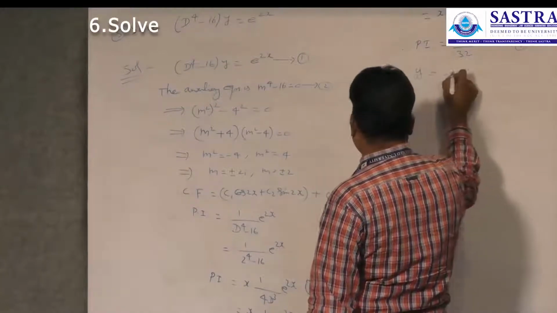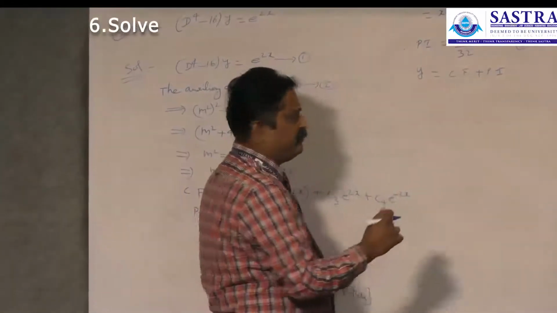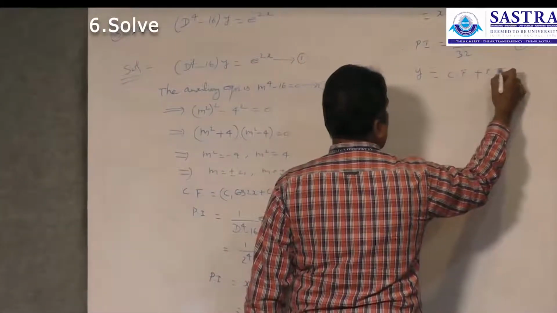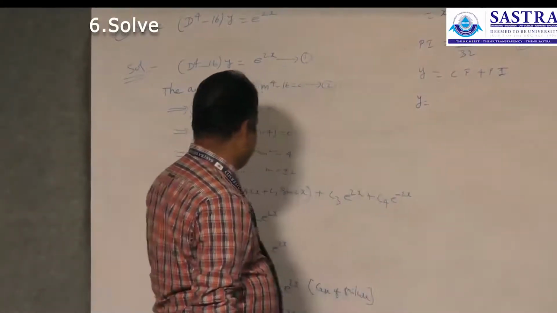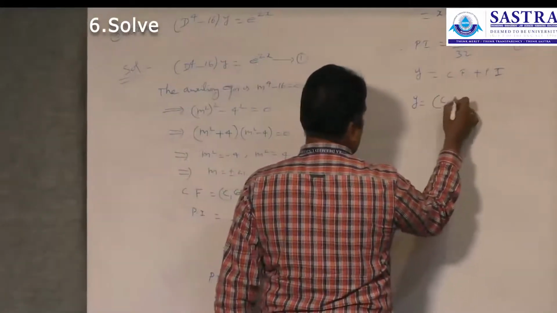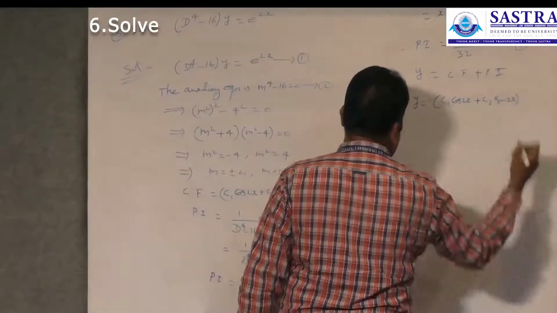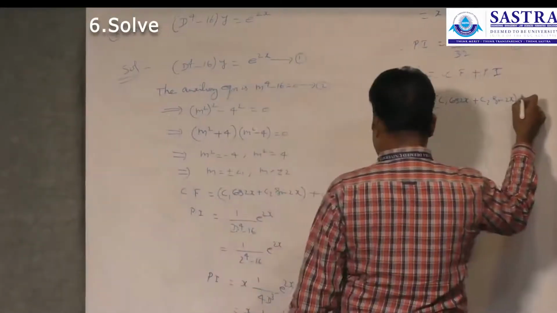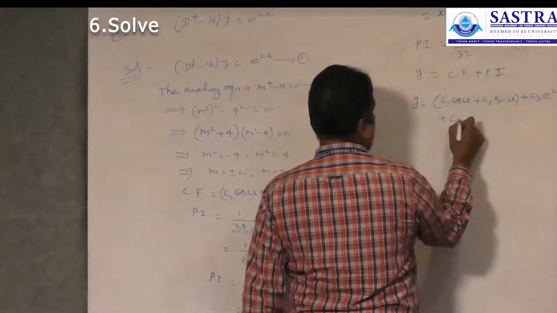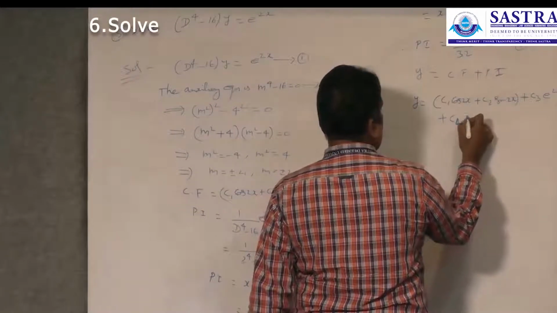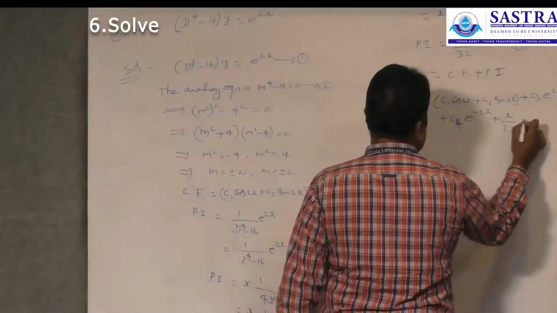Y is equal to complementary function plus particular integral. Y is equal to c1 cos 2x plus c2 sin 2x plus c3 e power 2x plus c4 e power minus 2x plus x by 32 e to the power 2x.